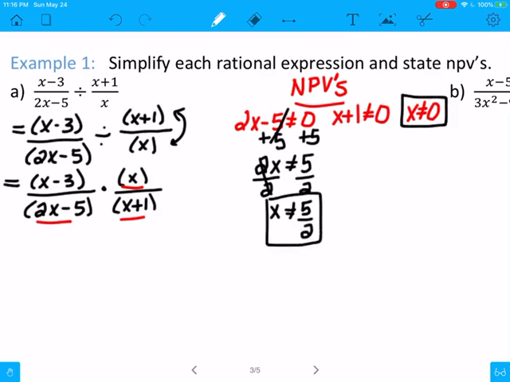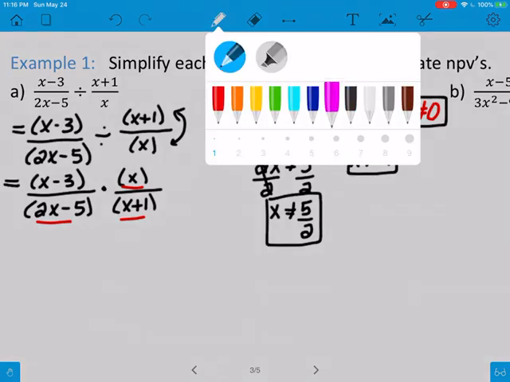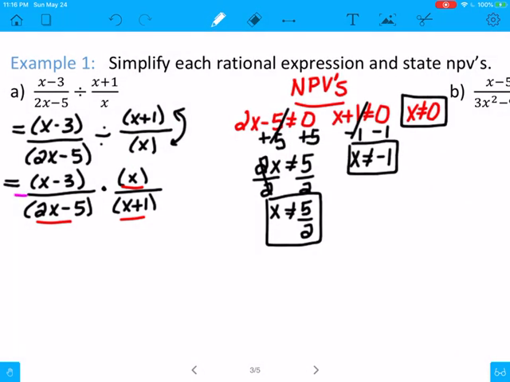And then here I have x plus 1. I'm going to subtract 1 from both sides. I'm going to get x cannot equal negative 1. Now I have multiplication just like I had before. So what can I do? Combine the numerators and the denominators and cancel off anything that's the same. So I have an x minus 3 in the top. I don't have an x minus 3 in the bottom, so it's staying. I have a 2x minus 5 in the bottom. No 2x minus 5 in the top, so it's staying.